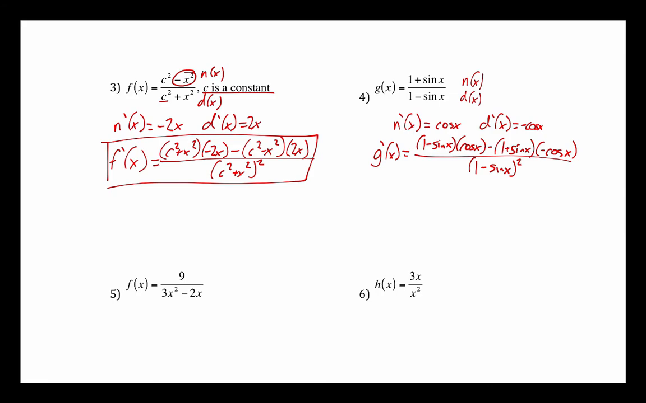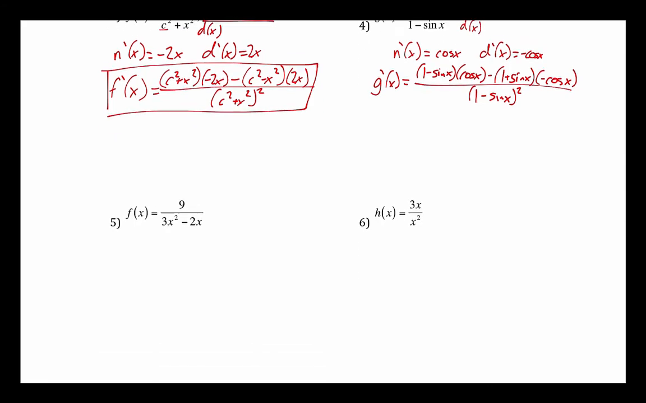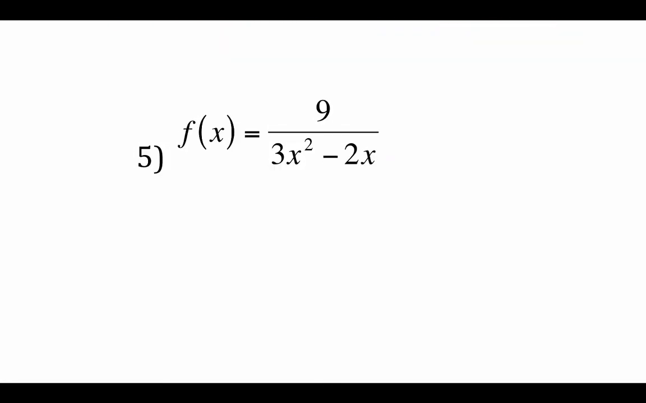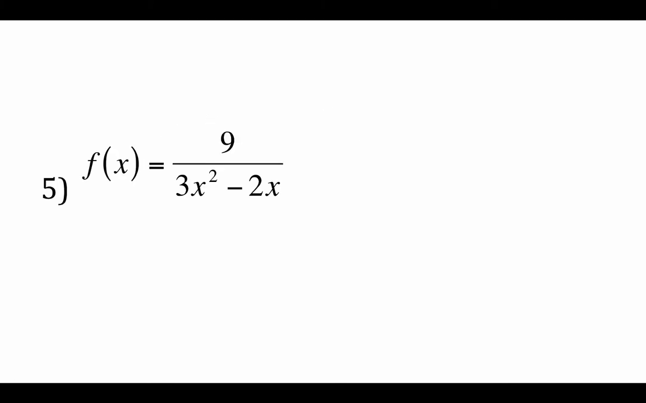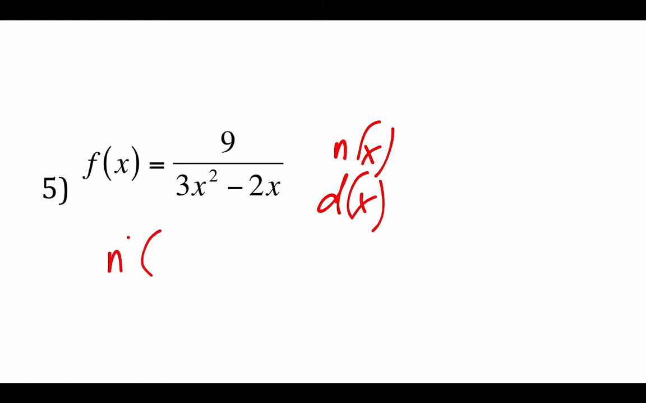All right, these last two actually clean up a lot nicer than the other ones, so I think these ones will be a little more satisfying in some ways. So f of x equals 9 over 3x squared minus 2x. Again, numerator, call it n of x. Denominator, d of x. Derivative of the numerator, derivative of 9 is just 0.